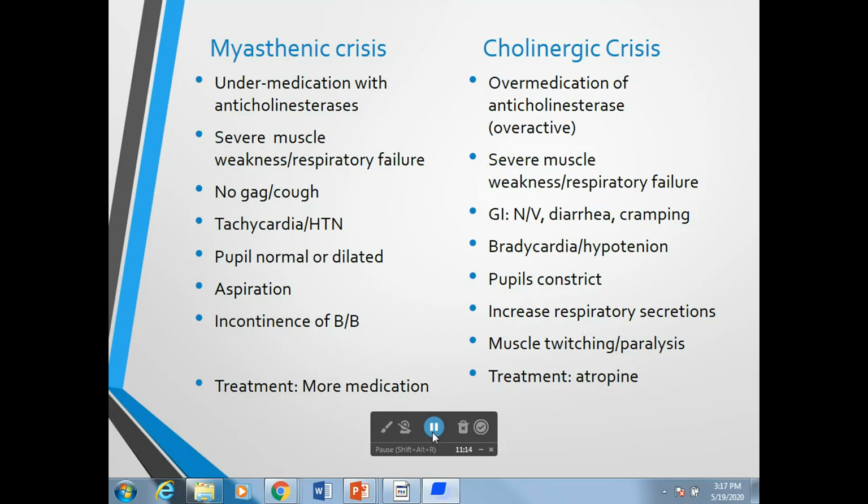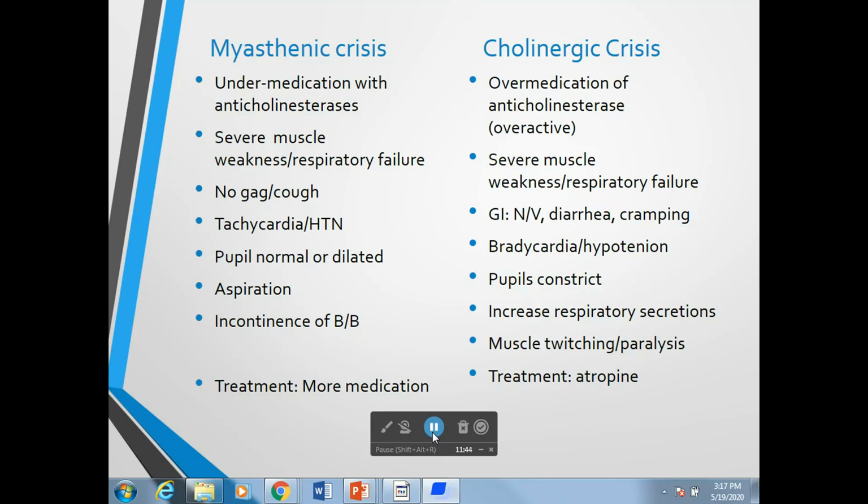With GI, they could have nausea, vomiting, diarrhea, cramping. Now, in this case, they'll have bradycardia and hypotension, and their pupils are going to constrict. They will have increased respiratory secretions, okay? And then you may see some muscle twitching, remember, because it's being overstimulated, and they could have some paralysis. Now, the treatment for cholinergic crisis is atropine.